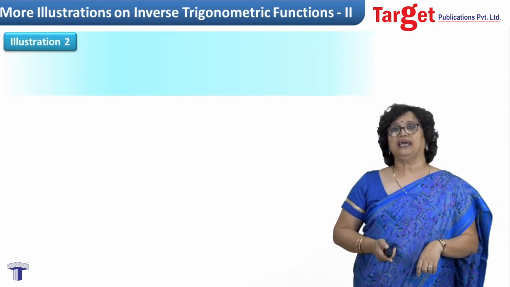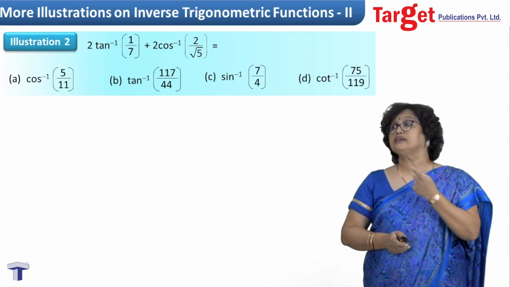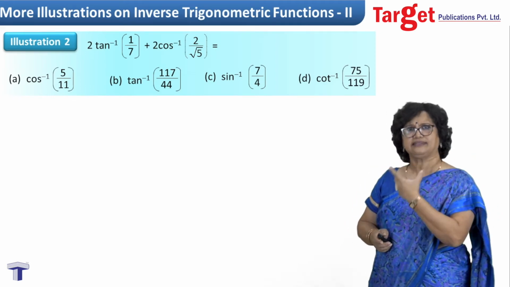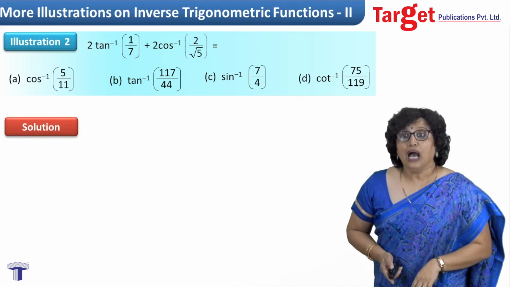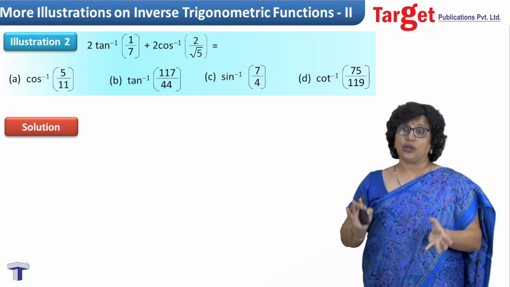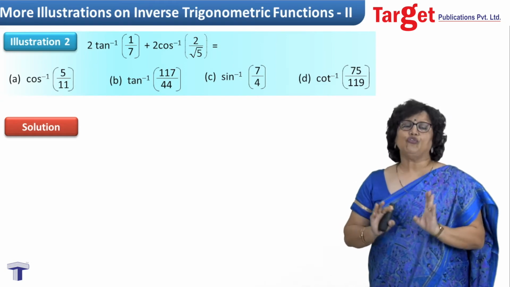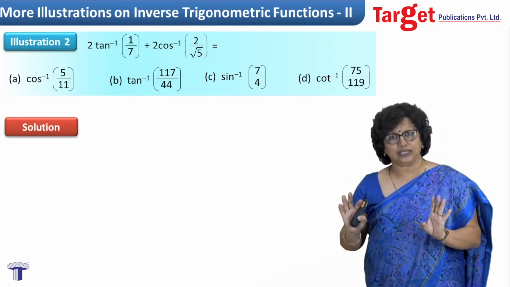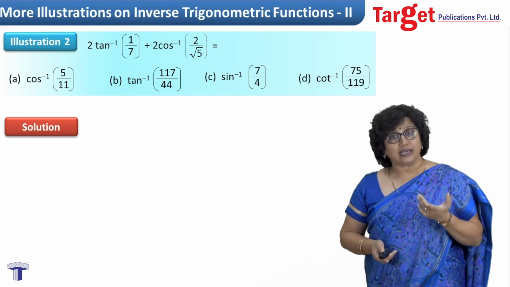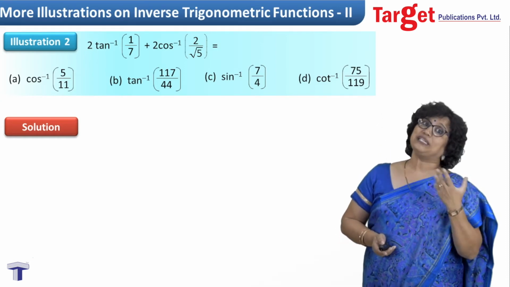I go to the next one, and the next one is that 2 tan inverse 1 by 7 plus 2 cos inverse 2 upon root 5 is to be evaluated, and the answers are in terms of cos inverse, tan inverse, sine inverse, etc. How do I proceed? We have not especially taken a formula for 2 tan inverse of x. If you open books, you may get plenty of formulae. If you want to keep your life simplified, my advice to you is to remember fewer formulae. With fewer formulae also, you can proceed. Like, how do I write the answer for 2 tan inverse x? I take it as tan inverse x plus tan inverse x.